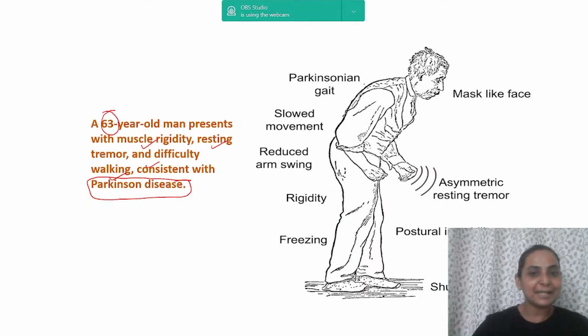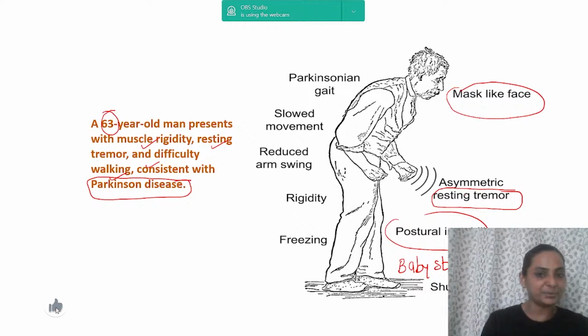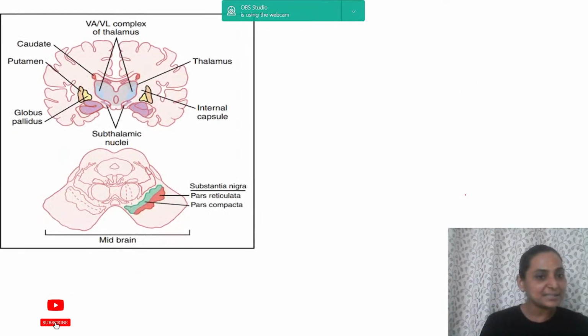What is a typical gait? As if he is falling towards the center of gravity. He's got a mask-like face, as if there are no expressions. There is rigidity, freezing, postural instability, and shuffling steps, which we also call short baby steps, and very important is a resting tremor. Resting tremor is very important, which is to be considered. So with this, let's get started.